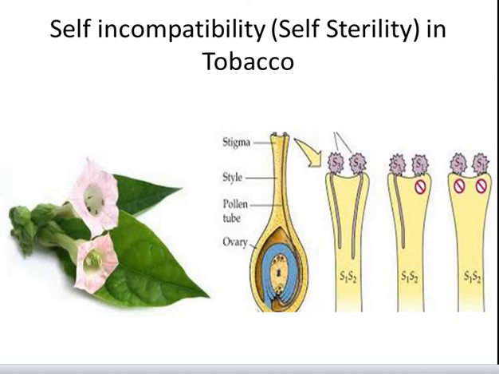So friends, this is all about the various strategies or outbreeding devices used by the plants to encourage cross-pollination and to discourage self-pollination.